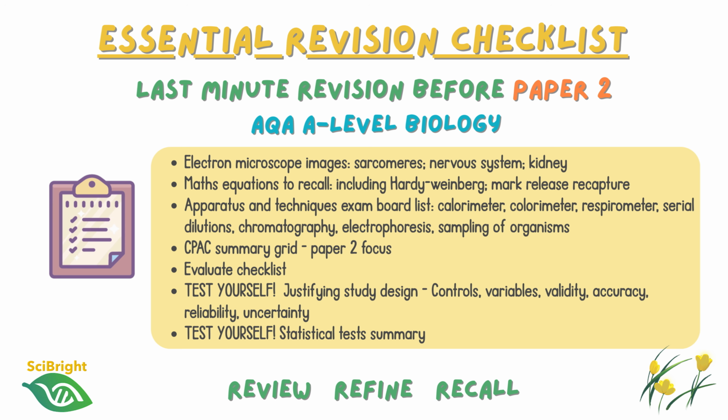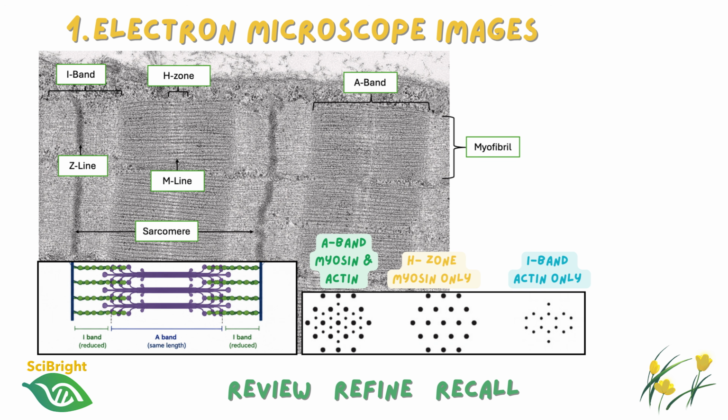So I've put this list together based on my experience of observing common themes that come up on the paper and common areas where answers lack the necessary terminology and linkage of points. So, as we did in our paper one checklist, let's start with electron microscope images. Examiners love these because students struggle with them.